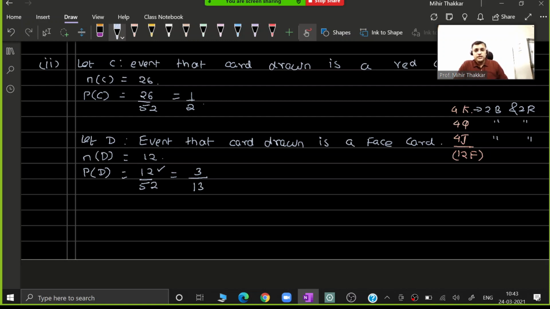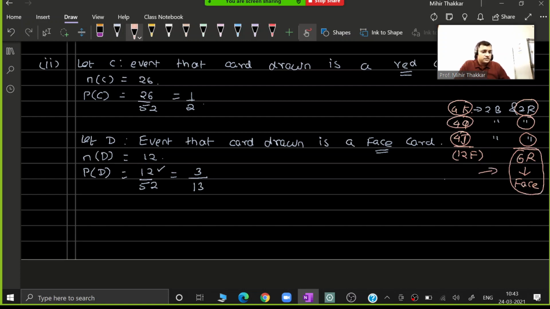Now, event C is of red card. Event D is of the face card. I can see that 2 red king cards, 2 red queen cards and 2 red jack cards. So these are the 6 red face cards. So if there are 6 red face cards, I can understand these are common to C and D both.